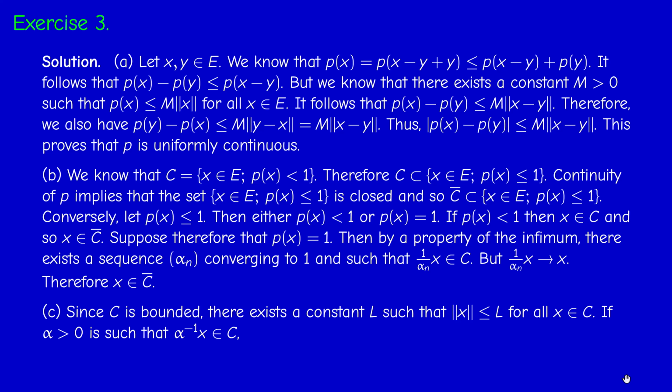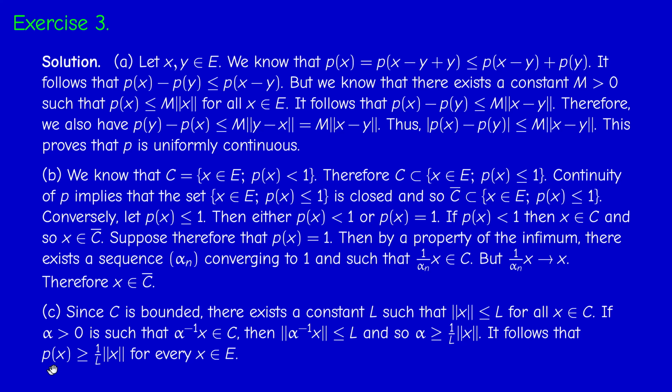Now we take an arbitrary element in the famous set that we talked about, the set of alpha positive such that 1 over alpha x belongs to C. If alpha minus 1 x belongs to C, by this condition the norm of alpha minus 1 x is less than L, and therefore, if I divide by L and multiply by alpha, which is positive, we get alpha is bigger or equal than 1 over L times the norm of X. But this is true for any element alpha in the set. So this is a lower bound of the set, but the infimum is the greatest lower bound. So the infimum is bigger or equal than 1 over L norm of X, and that's it. So very easy.